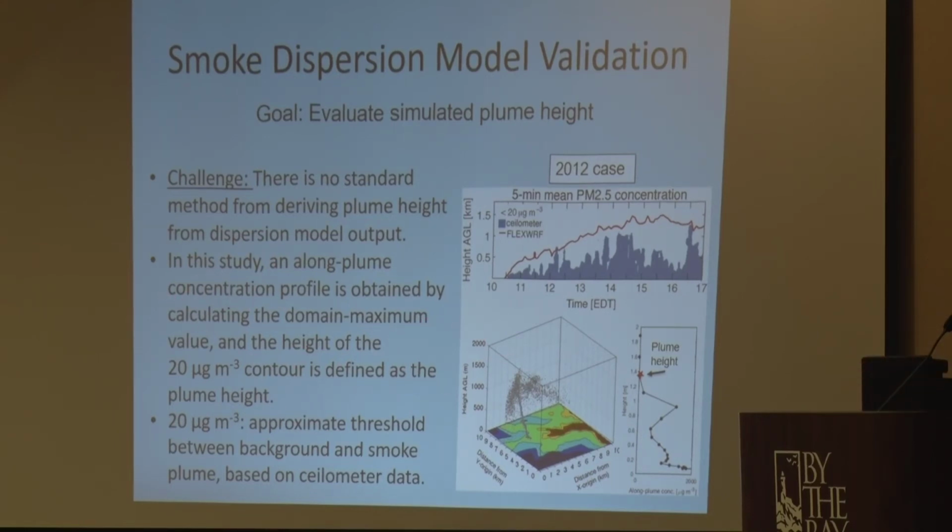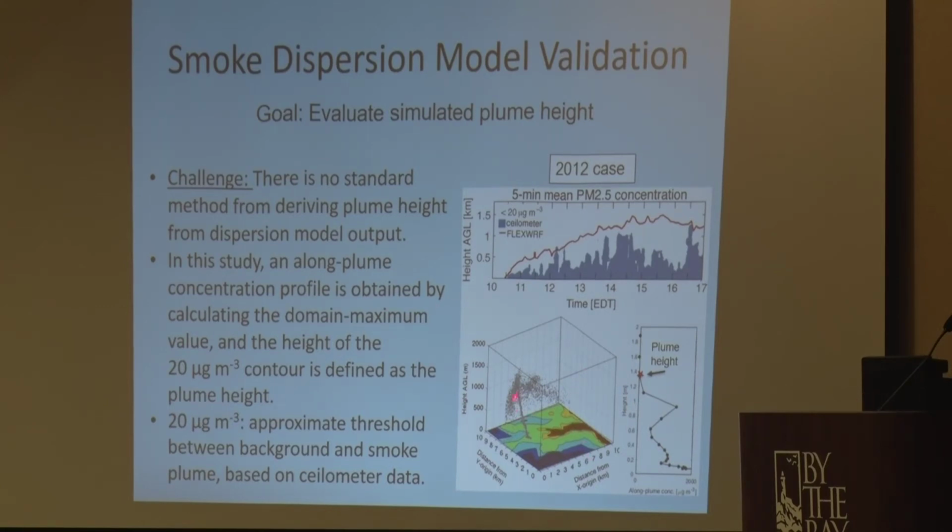Well, we need an objective way to come up with a plume height to compare to the plume height from the ceilometer. And so what was done is at each level in the atmosphere, you start at the surface, you look throughout the model domain for where the maximum concentration is, and that's assumed to be at the center of the plume.